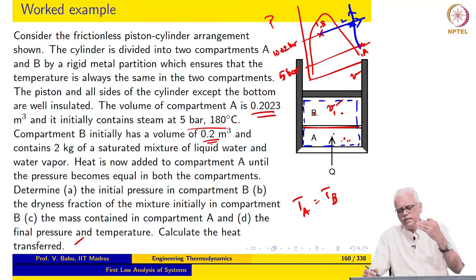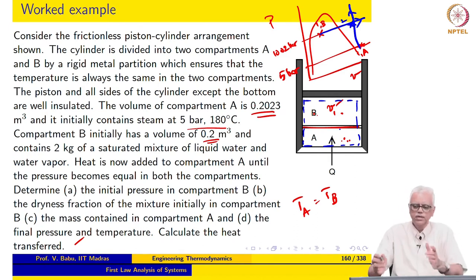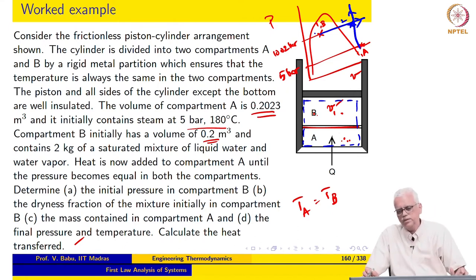Initially, we fix the states and try to put in as much information into this diagram as possible with the given information from the problem statement. Then as we go through the analysis, we fill in more and more information so that you get clarity. So once you have the system identified and you also enter as much information as possible into the PV diagram, the analysis becomes that much easier.